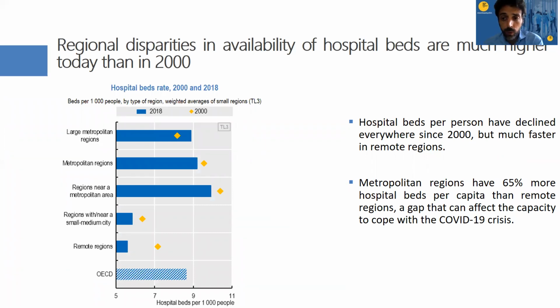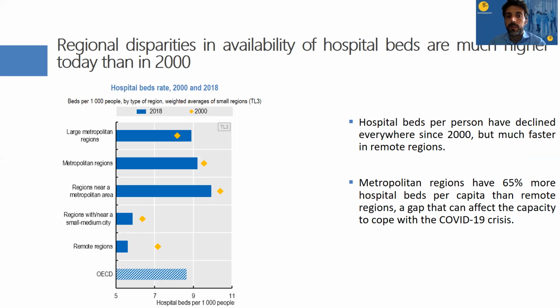Basically, we classify all the small subnational regions in OECD countries according to their settlement pattern. We distinguish, let's say, 5 types of regions. We have large metropolitan regions with at least a city of 250,000 inhabitants, regions near metropolitan areas, then regions near small and medium-sized cities, and then remote regions. If we compare the availability of hospital beds in 2018 with that in 2000, we see that availability has decreased in all types of regions except in the large metropolitan regions. And this has increased the regional disparities in this respect.